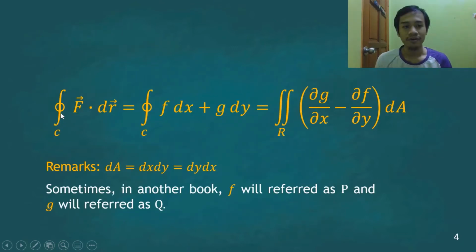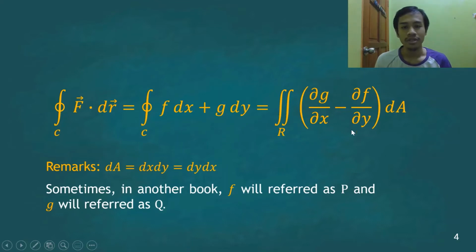Then the integral of closed curve C vector F dot d vector R, or in its differential form, equals the double integral over region R of the partial derivative of G with respect to x minus the partial derivative of F with respect to y dA. Remark that the dA can be dx dy or dy dx. Sometimes in another book, F will be referred to as capital P and G as capital Q.